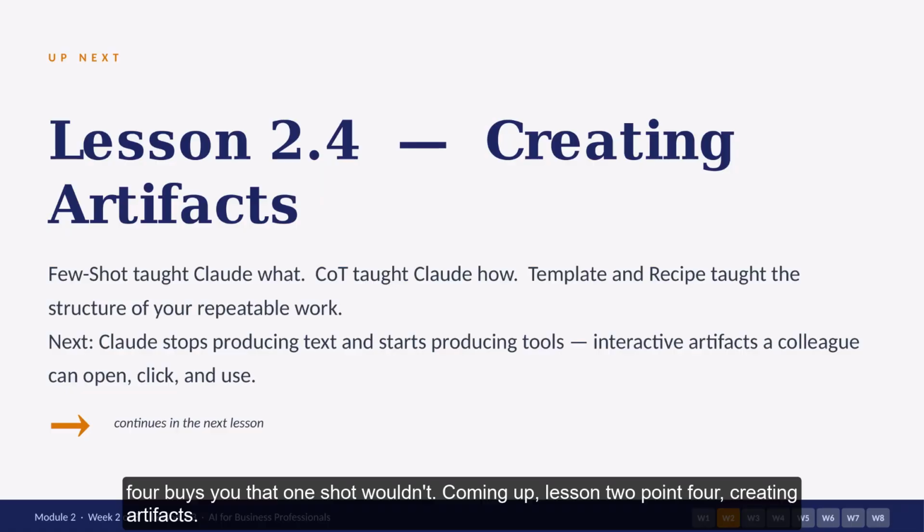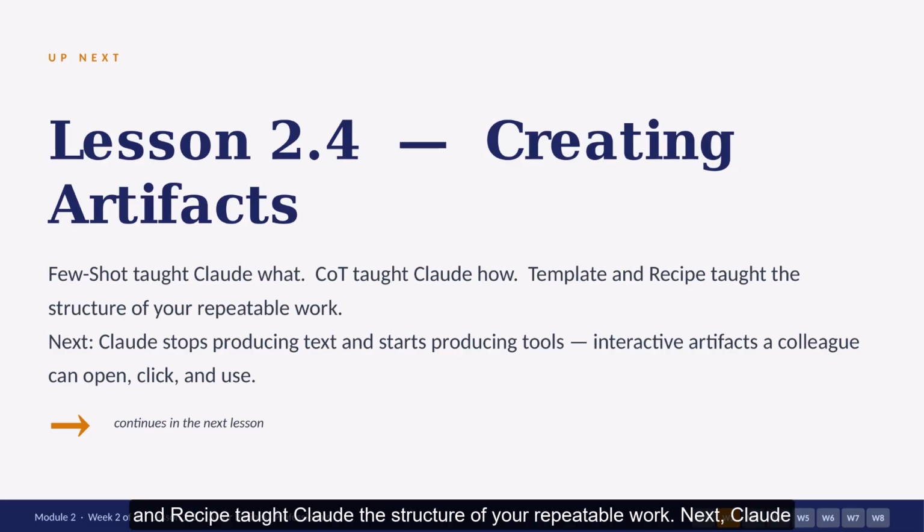Coming up, Lesson 2.4 Creating Artifacts. Few-Shot taught Claude what to produce. Chain of Thought taught Claude how to think. Template and Recipe taught Claude the structure of your repeatable work. Next, Claude stops producing text and starts producing tools, interactive artifacts right inside the chat that a colleague can open, click, and use. This is where the $20 Pro plan stops looking like chat and starts looking like programming without coding.